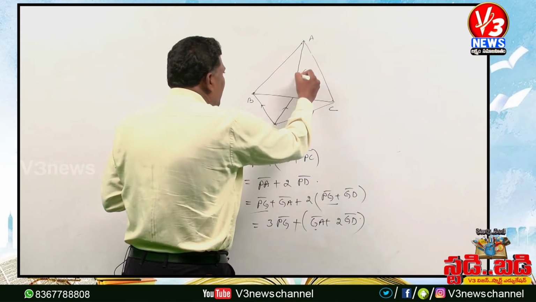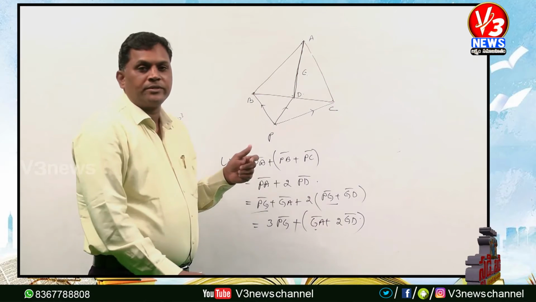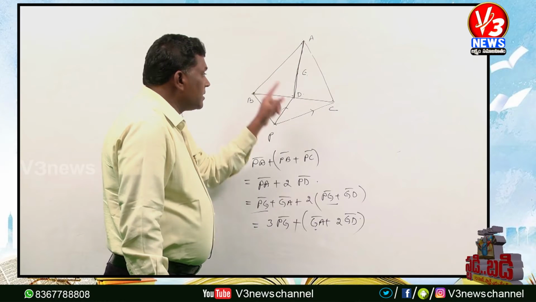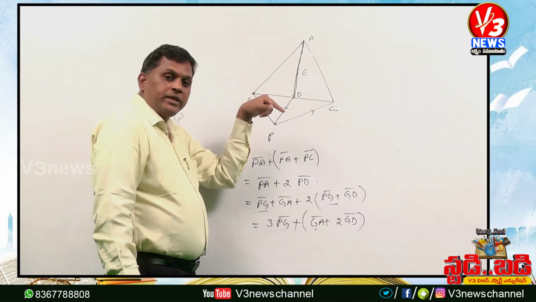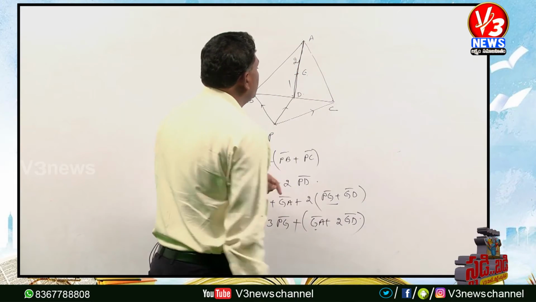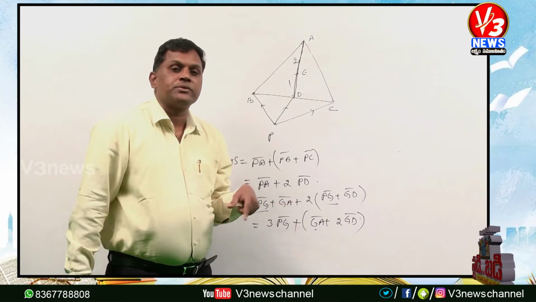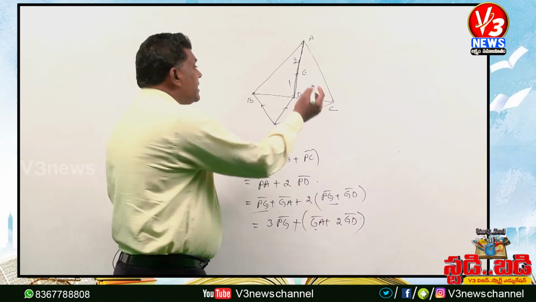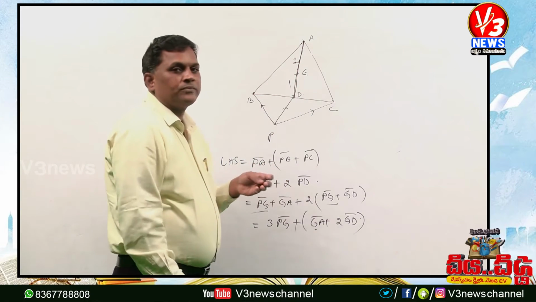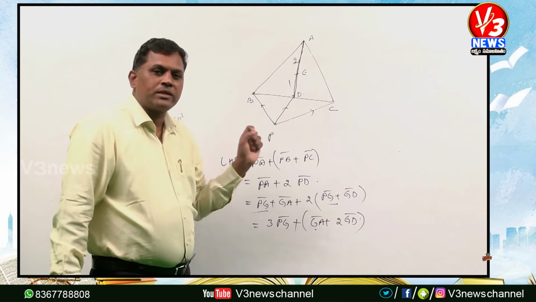What is this AD here? AD is called median, we know it. A median is the line segment joining a vertex and the opposite midpoint. So AD is a median, and we know that the centroid divides any median of a triangle in what ratio? 2:1 ratio. So the centroid here is dividing AD in 2:1 ratio. That is clear. The ratio of these two line segments is very clear here.